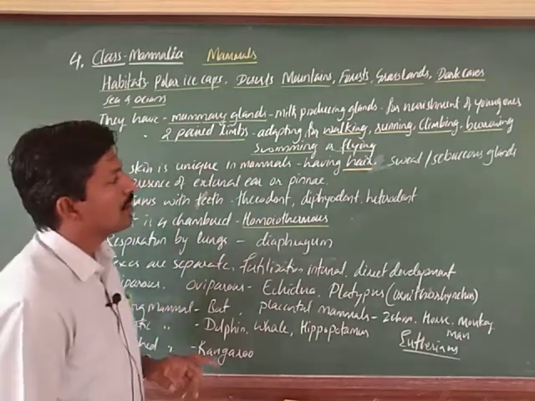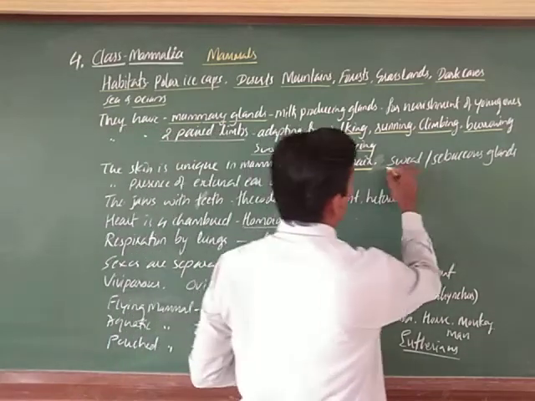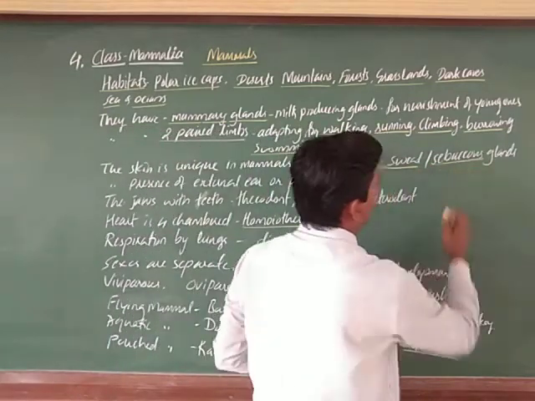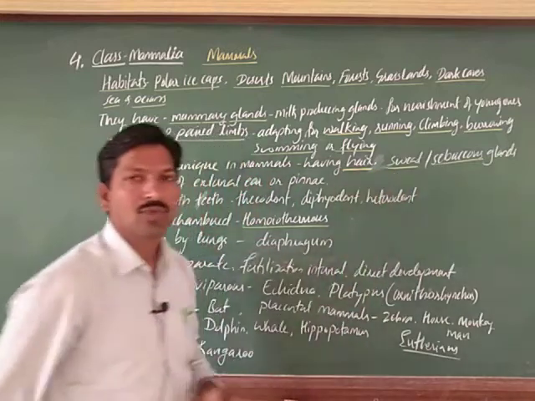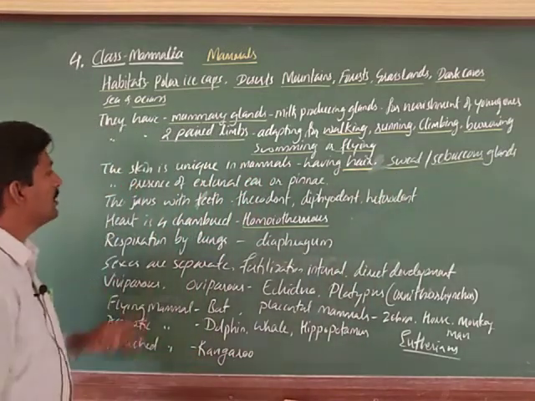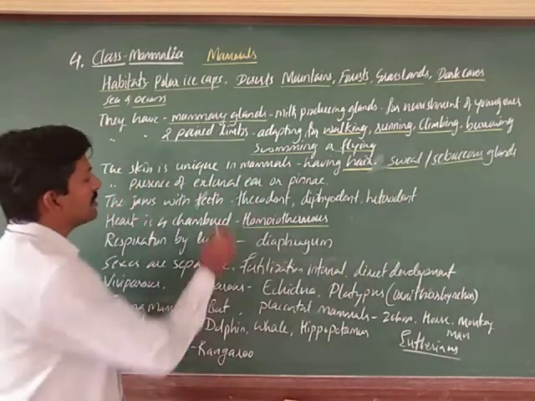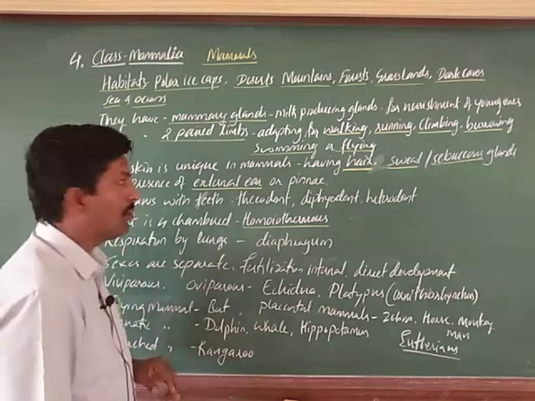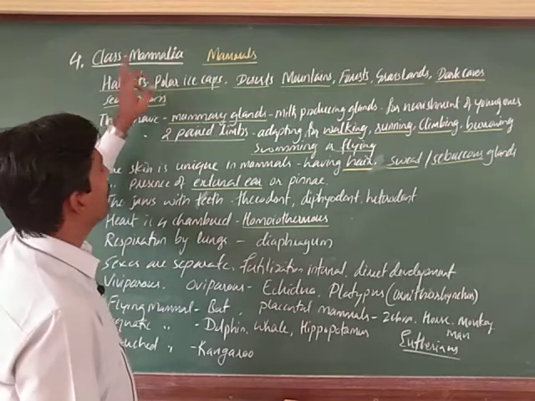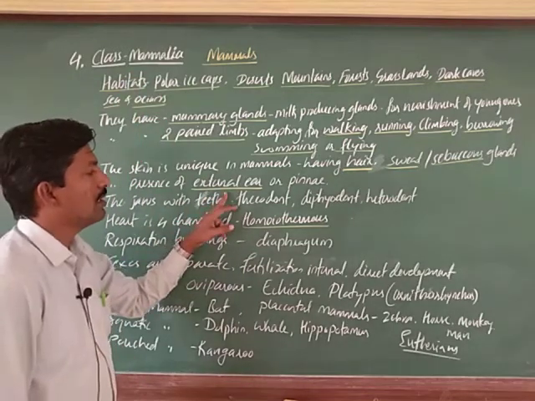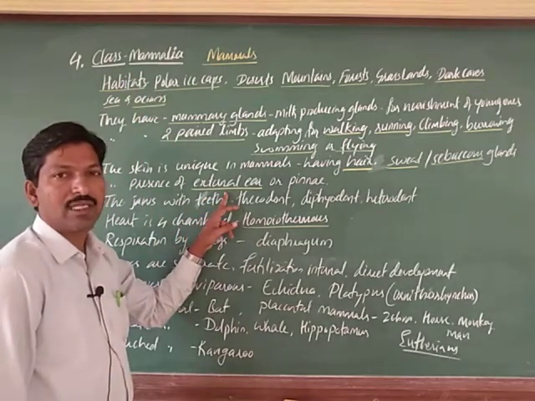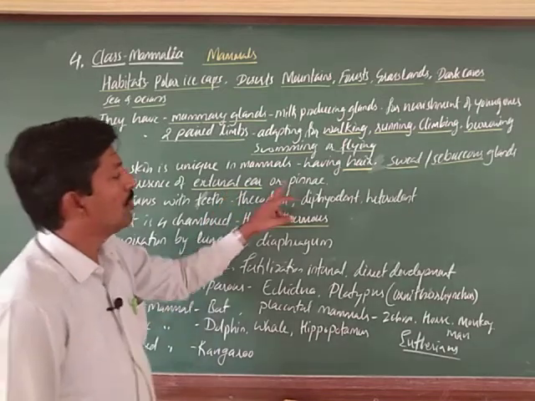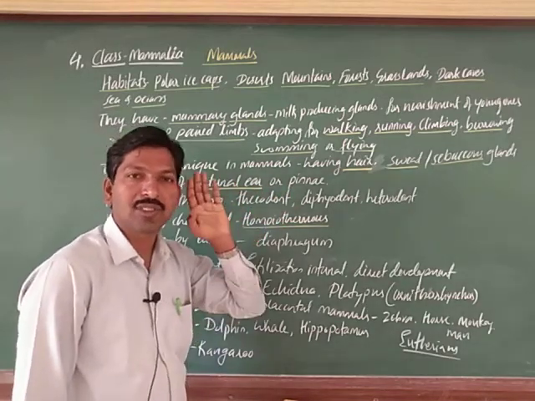So, next, the presence of sweat glands and sebaceous glands, the oil secreting glands. Sweat glands, as you know, are sweat secreting glands, right. Next, the presence of the external ear pinna is also one of the important properties of this Mammalia, that is the external ear, the ear lobe, present externally.